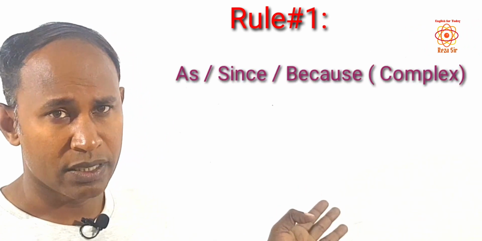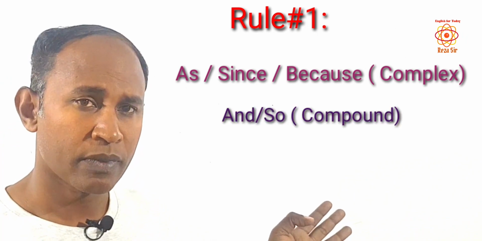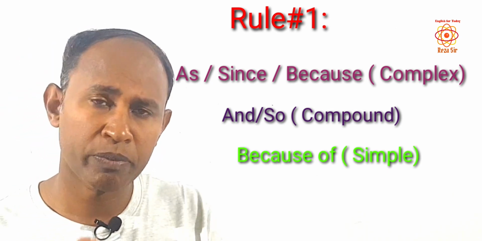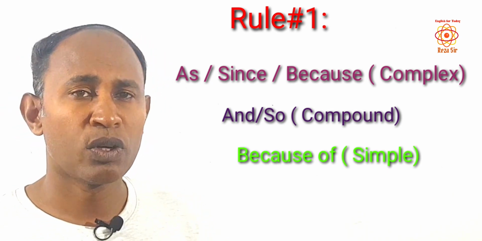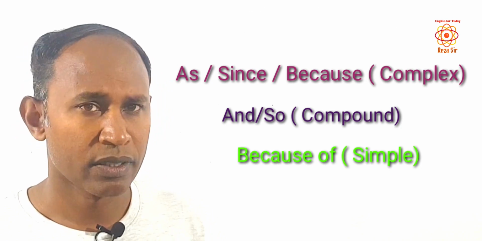The first rule is that if there is "as", "since" or "because" in a complex sentence, then to make it compound we will use "and" or "so", and to make it simple we will use "because of". But mind it, after "because of" we will make the finite verb non-finite. In this way we can make simple, complex and compound sentences.